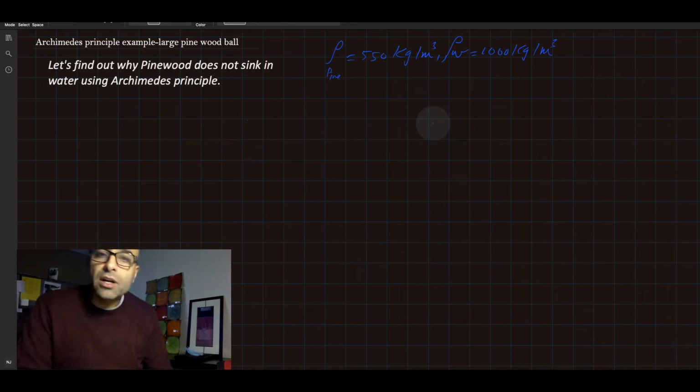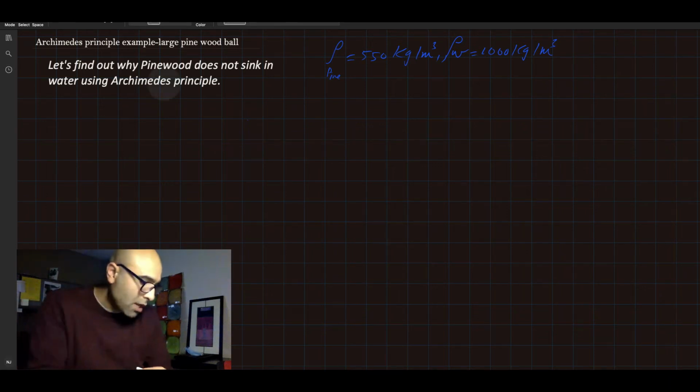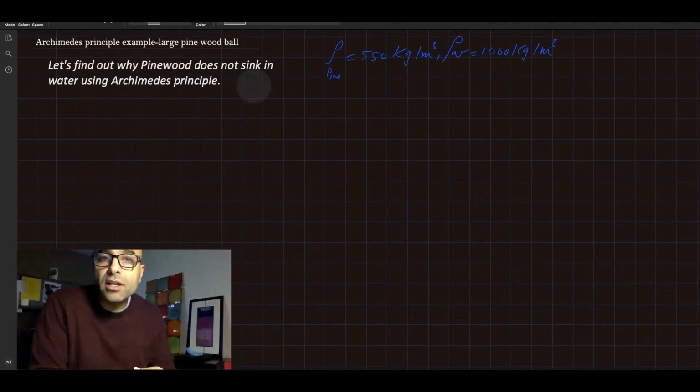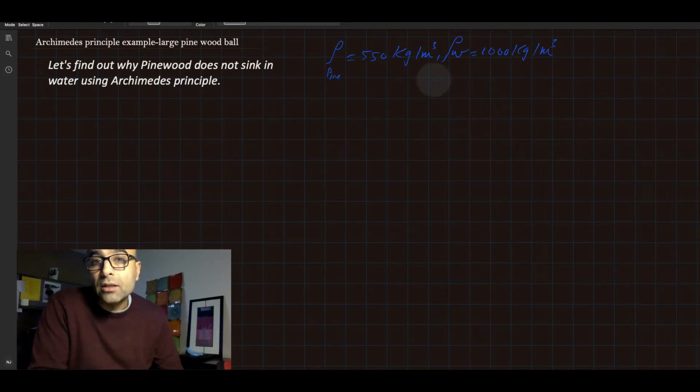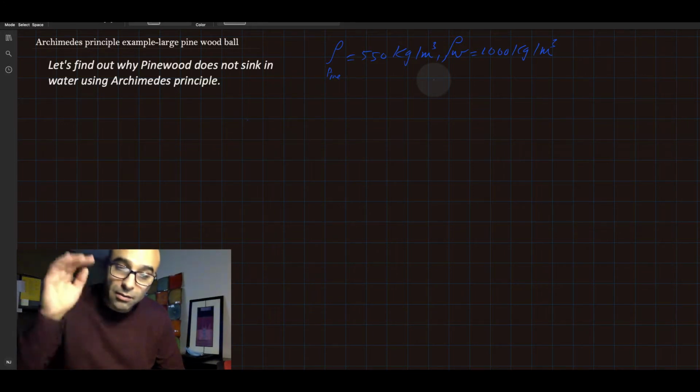Now we want to use Archimedes principle to find out why pinewood does not sink in water. Well, look at the density of pinewood. It's 550 kilograms per meter cubed. And the density of water is 1,000 kilograms per meter cubed. Looking at the densities, we can tell why pinewood will not actually sink in water.